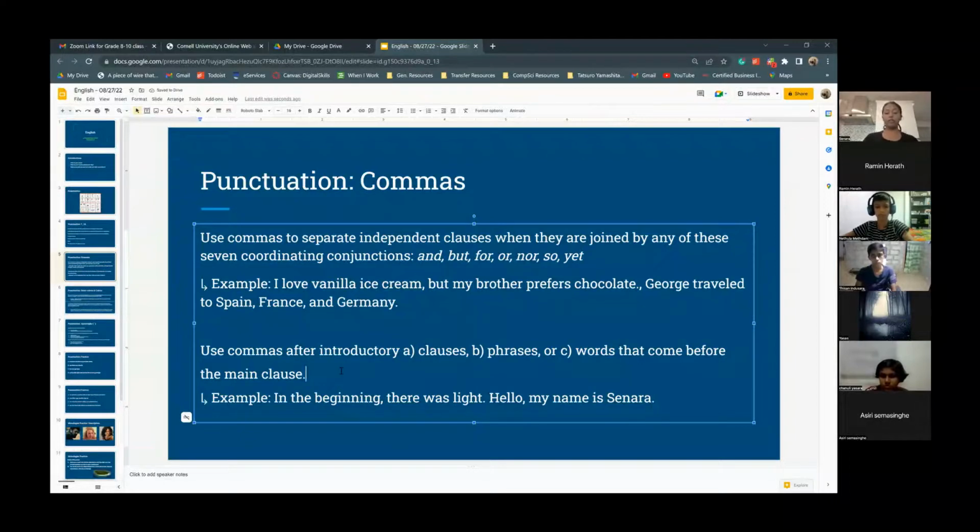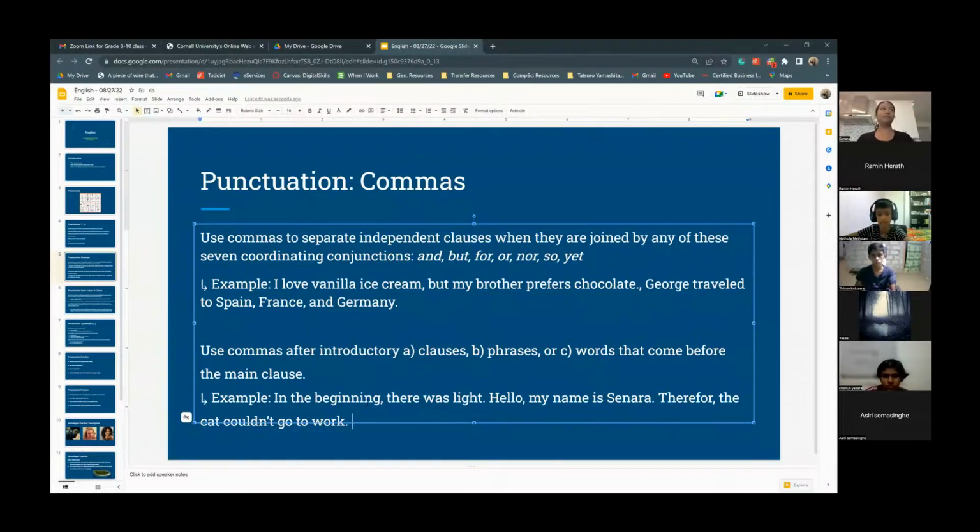Again, it doesn't always have to be introductory. We could also use it after words like therefore. Therefore, the cat, I don't know. We'll just say, so yeah, it could be any form of introductory clause, phrase, or words.